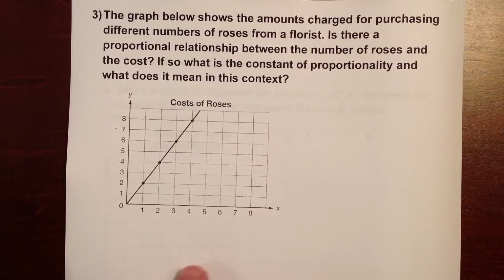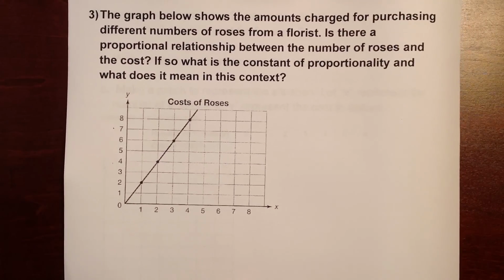The graph below shows the amounts charged for purchasing different numbers of roses from a florist. Is there a proportional relationship or a linear relationship between the number of roses and the cost? If so, what is the constant of proportionality, and what does it mean in this context? Basically, what we're asking here is, is the price of roses constant?